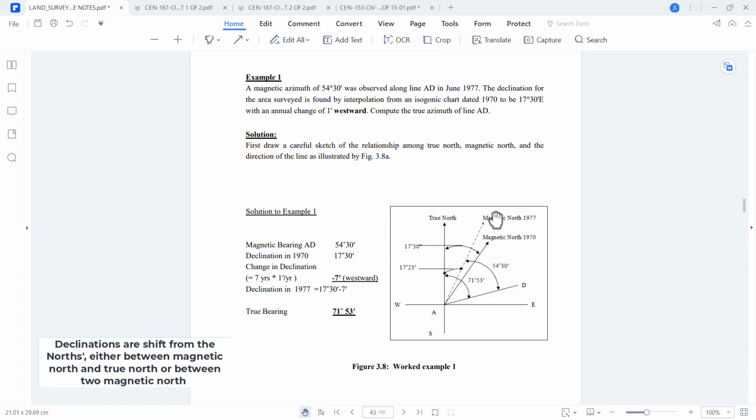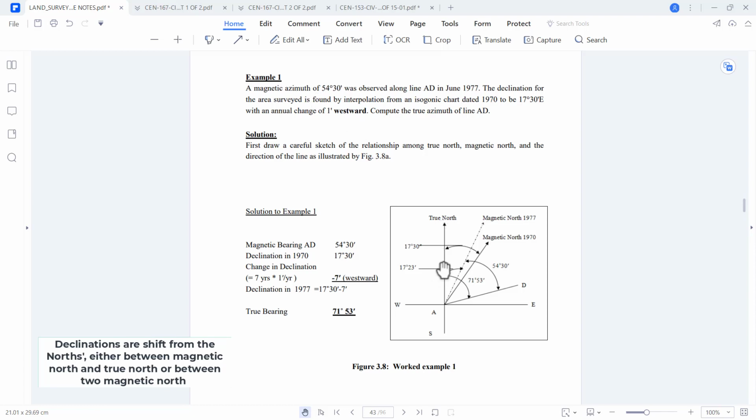We have the local attraction errors because of the metals around. So the readings you take on the field are the magnetic bearings. You have to understand that. So in the question, they give us a magnetic azimuth or a magnetic bearing. They didn't give us a true bearing.